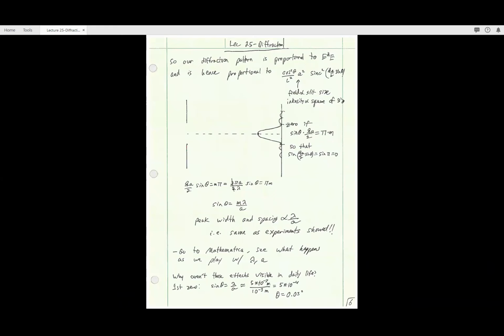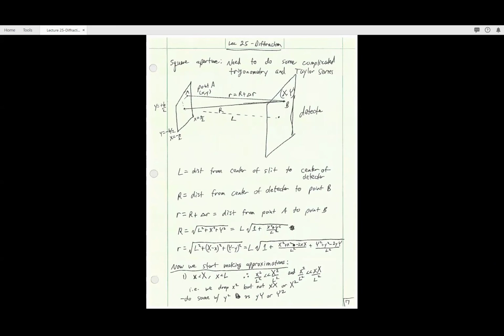Okay. And you can ask why these effects aren't visible in daily life. Well, the first 0, sine theta, is lambda over A. Middle of the visible spectrum, more or less, is 5 times 10 to the minus 7 meters. It's hard to make features reliably by hand under easy circumstances that are any smaller than about a millimeter. So we would see these features when the sine of theta is less than 10 to the minus 3, or theta is 0.03 degrees. That's really tiny.